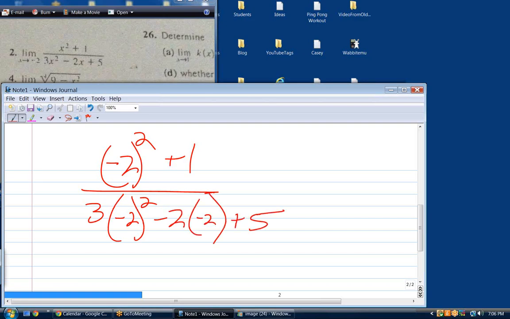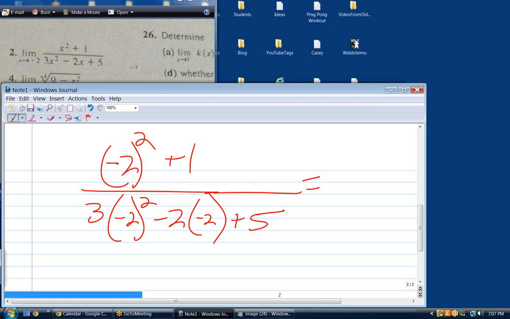And I think that this is a very important step. You don't want to skip this step, ever. In other words, you want to write it exactly like this, and then simplify. Do not try to simplify this all in one step. It's too easy to make a mistake.